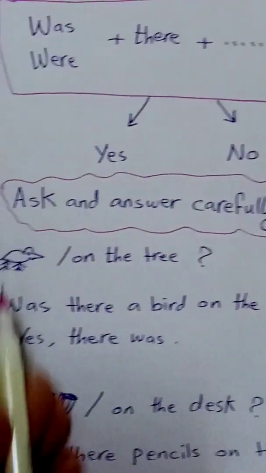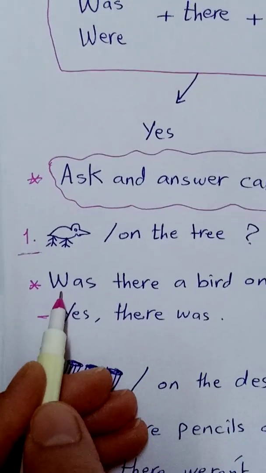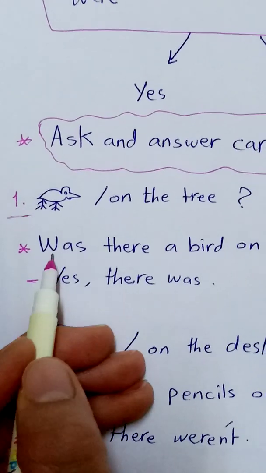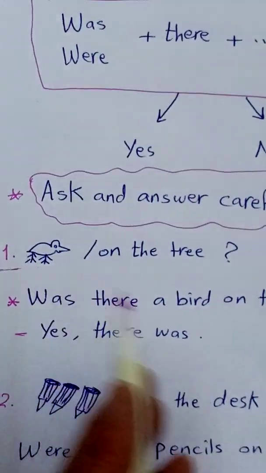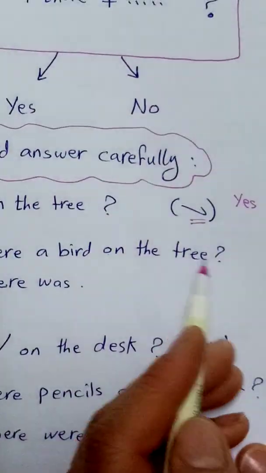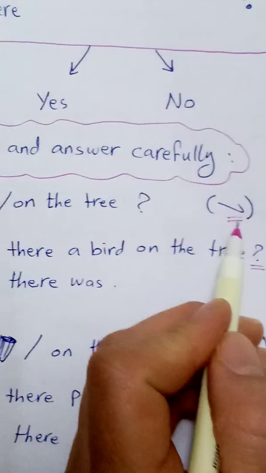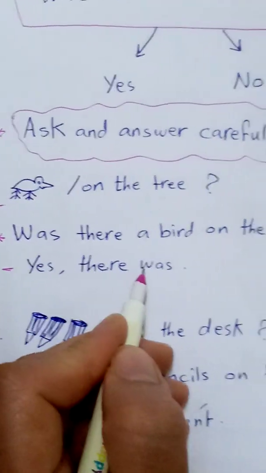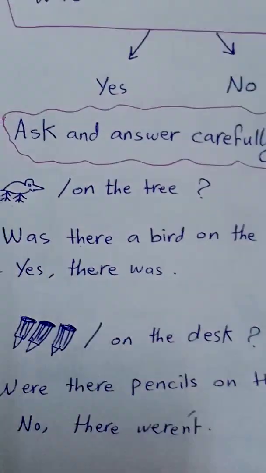Okay, now since my subject, bird, is singular, I should start my question with was. I start my question with was there. Then I go down and ask about the subject, a bird. Was there a bird on the tree? And I put a question mark. Was there a bird on the tree? I gave you that your answer must be a tick, so yes. So yes, there was. Yes, there was a bird on the tree.